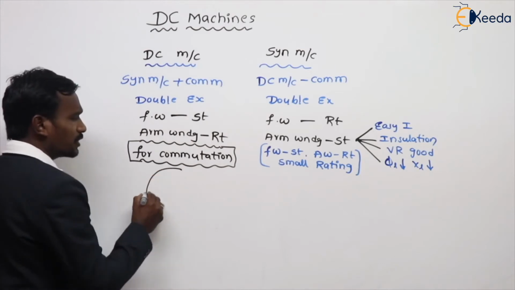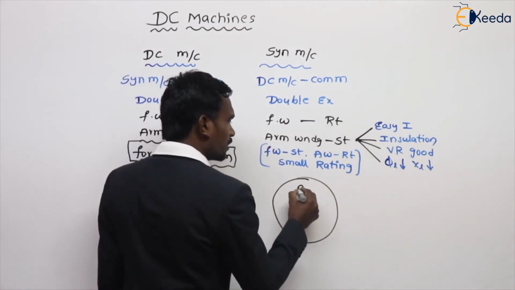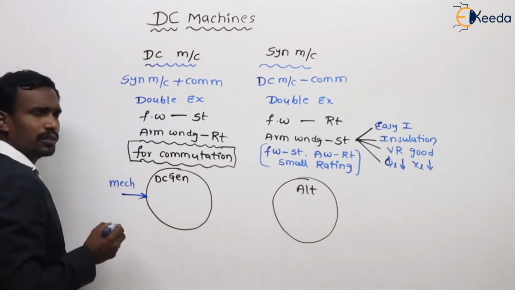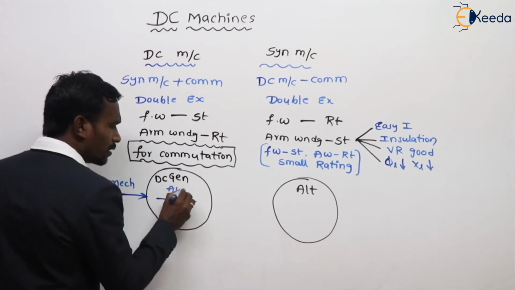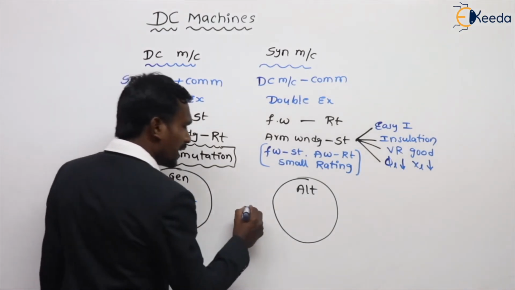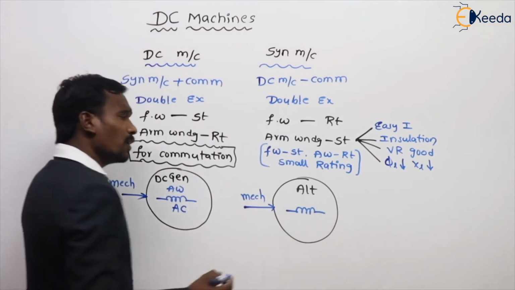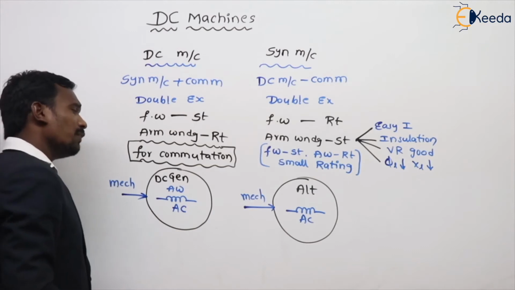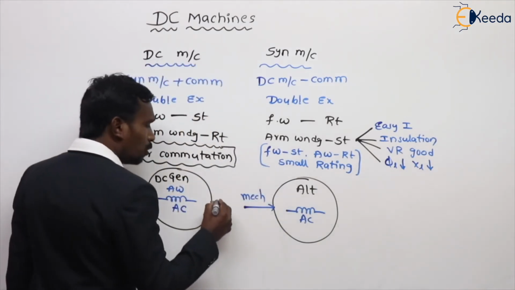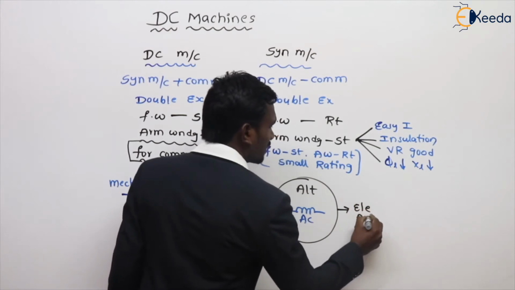For example, this is a DC generator. And this is a synchronous generator, nothing but an alternator. Generators are given mechanical input, and here we have an armature winding which produces voltage which is AC. Here also we are giving mechanical input to the machine, and we have an armature winding which produces EMF which is AC only. The EMF induced in the armature winding is AC, whether it is a DC machine or synchronous machine. But here, the electrical output is DC. Here, the electrical output is AC.